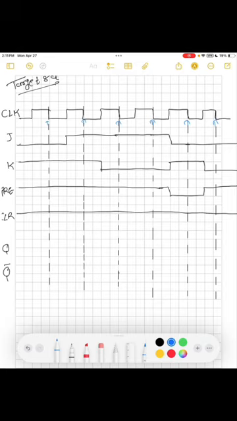So this is going to be the negative edge trigger J, K flip-flop, which means the output Q changes only at the falling edges of the clock, as shown by the arrow. The blue arrow shows that the clock has a negative edge trigger. So the Q is going to change at that negative edge only.